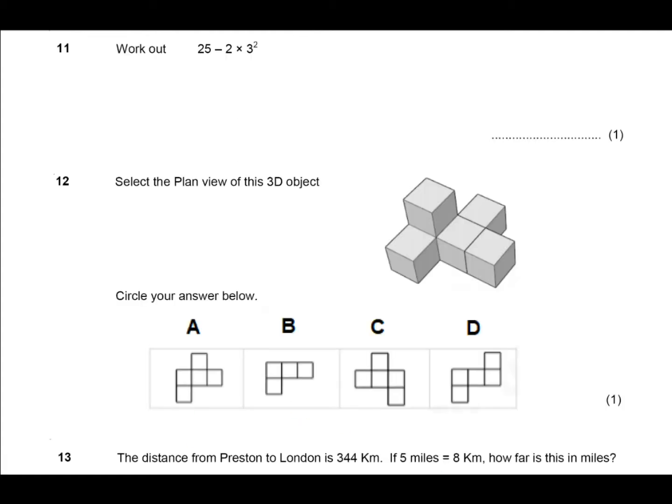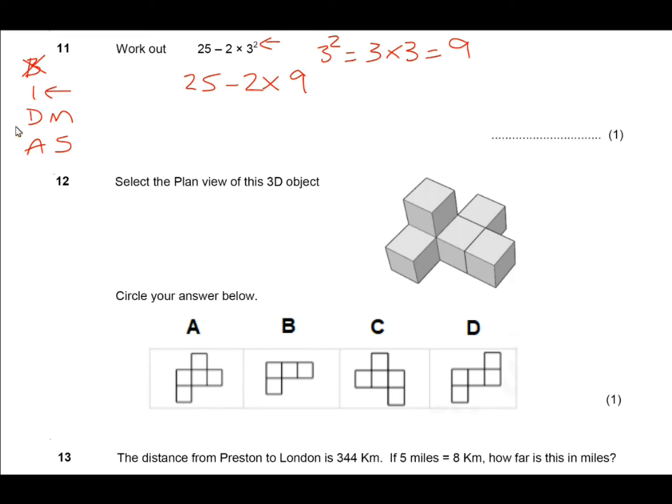Question 11, a bit of BIDMAS for us. Work out 25 minus 2 times 3 squared. So remember what BIDMAS stands for. B is brackets, and we have no brackets. Then deal with indices, and we have an index here. So it becomes 25 minus 2 times, and then 3 squared. 3 squared means 3 times 3, which is 9.